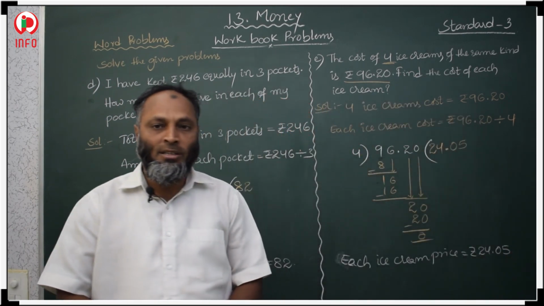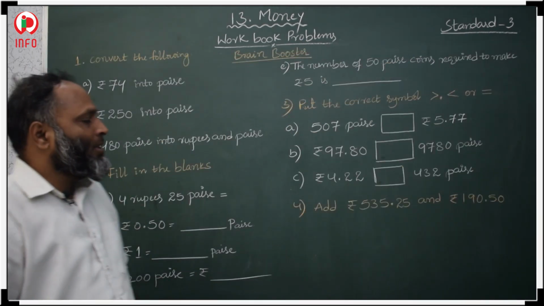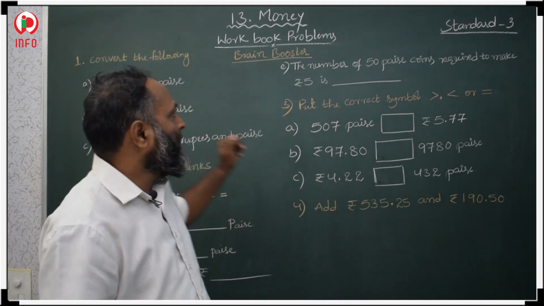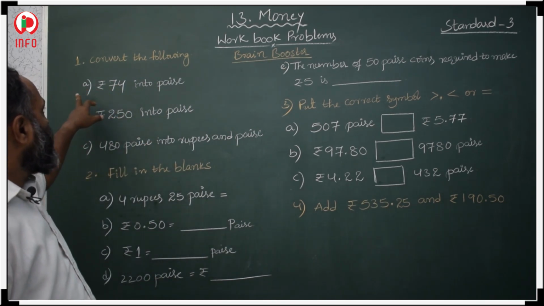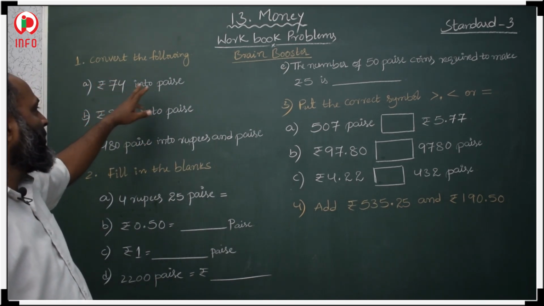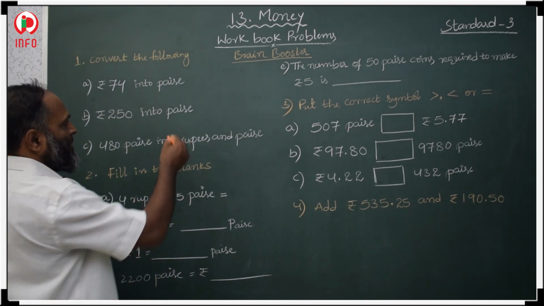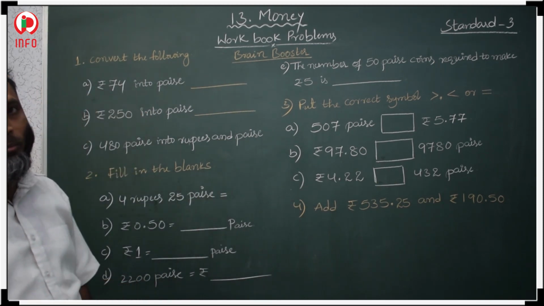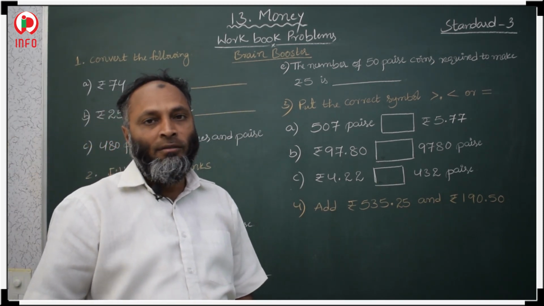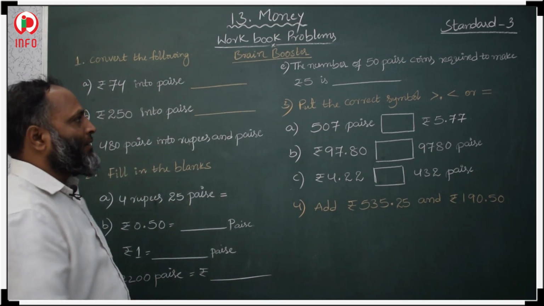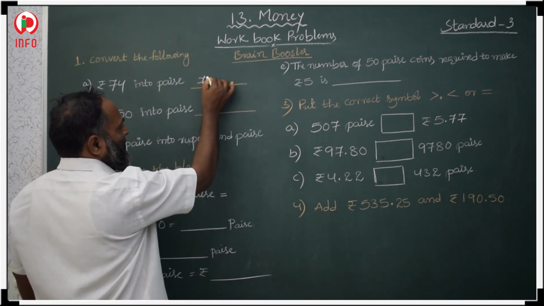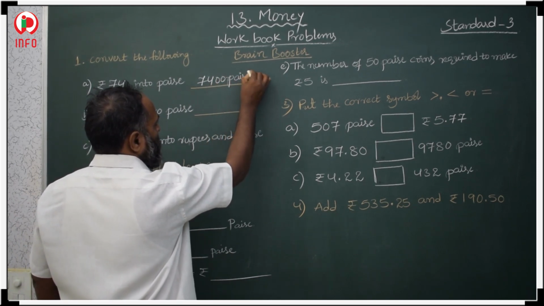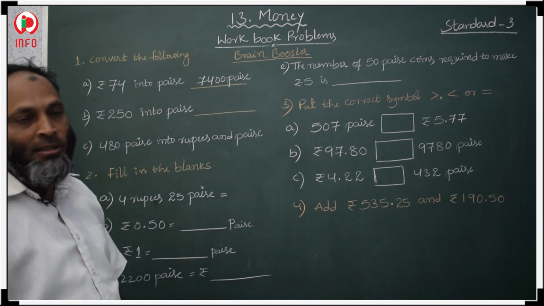Okay students. Now in the workbook we are going to do brain booster sums. In that, the first one: convert the following 74 rupees into pies. How to convert 74 rupees into pies? If we convert rupees into pies, we should multiply with 100. Why? 1 rupee is equal to 100 pies. 74 rupees is equal to 7400 pies.